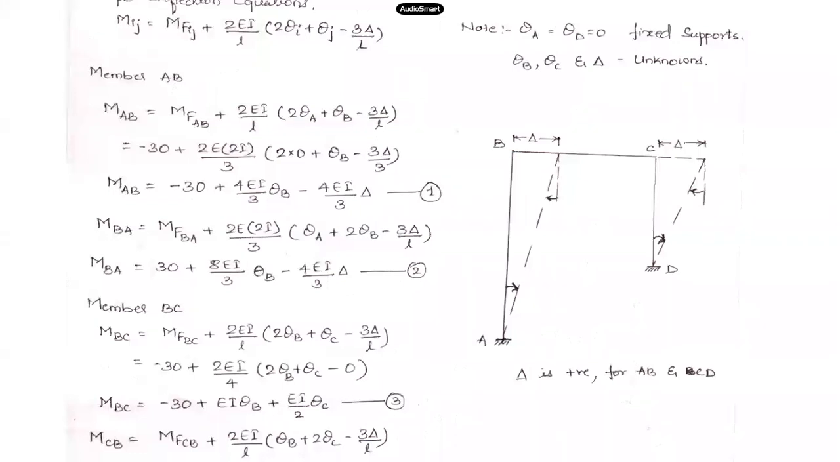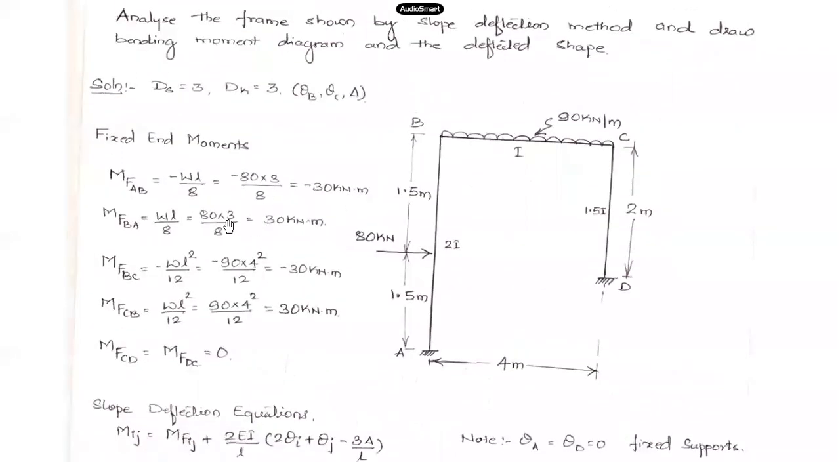Sir, in MFBC and MFCB, it is minus 120. Minus 90 into 4 square divided by 12 is coming as minus 120. Right, so this is not correct, it should be minus 30. Okay, I'll change that one. For this instance, you just take that correction.